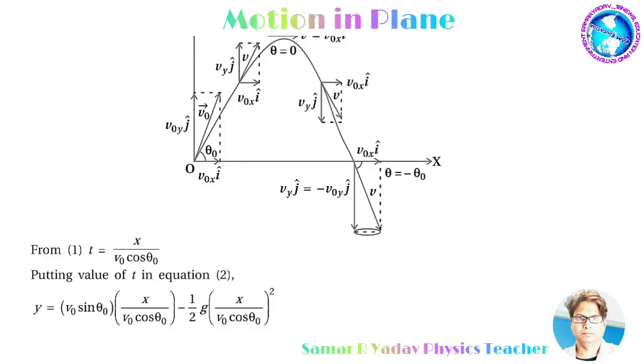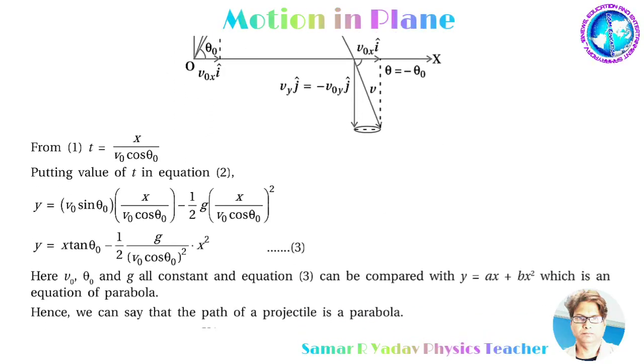From equation 1, t = x / (v0 cos θ0). Putting this value of t in equation number 2, we get y = (v0 sin θ0) (x / (v0 cos θ0)) − 1/2 g (x / (v0 cos θ0))². Therefore y = x tan θ0 − 1/2 g / (v0 cos θ0)² x², equation number 3.